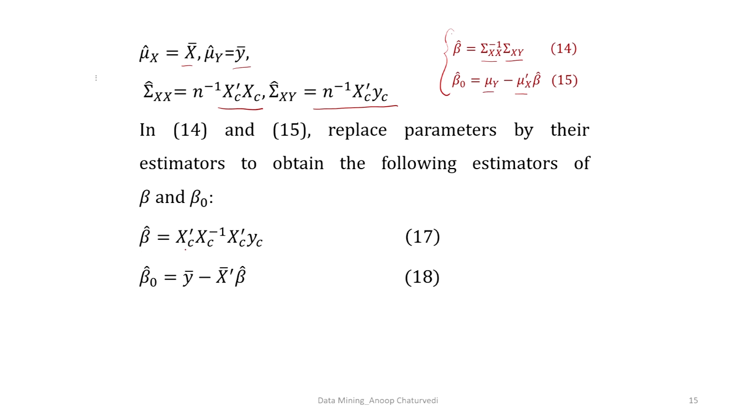Say beta hat is equal to xc transpose xc inverse xc transpose yc. You simply replace sigma xx by n inverse xc transpose xc. So, you get this term. And then you replace sigma xy by n inverse xc transpose yc. So, ultimately n will cancel out and you get this term. Further, beta naught hat is equal to, we replace mu y by y bar and mu x by x bar. And then you have beta hat here. So, we get these estimators for beta naught and beta.